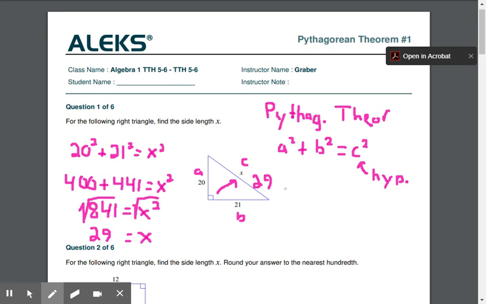Okay, that's the simpler problems. That's how you find the hypotenuse using the Pythagorean theorem. So next we'll look at using the Pythagorean theorem to find a leg, which is a side other than the hypotenuse.